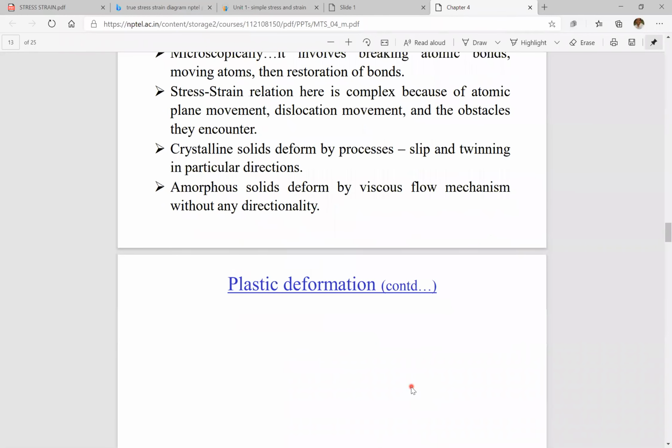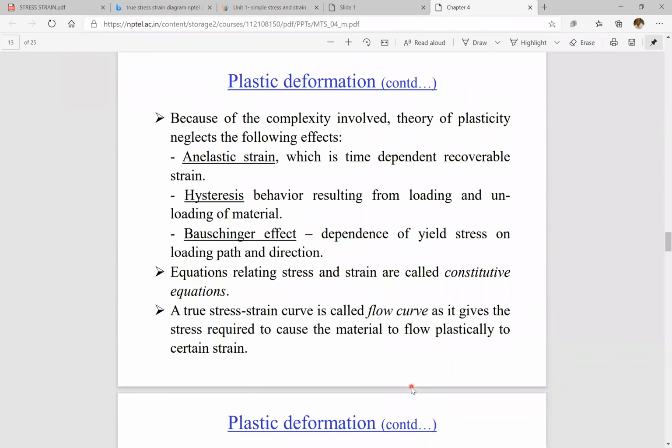So because of the complexity involved, the theory of plasticity neglects the following effects. In the theory of plasticity, some effects are going to be neglected because of the complexity in calculations. So what are the effects that are going to be omitted here? That is the unelastic strain.